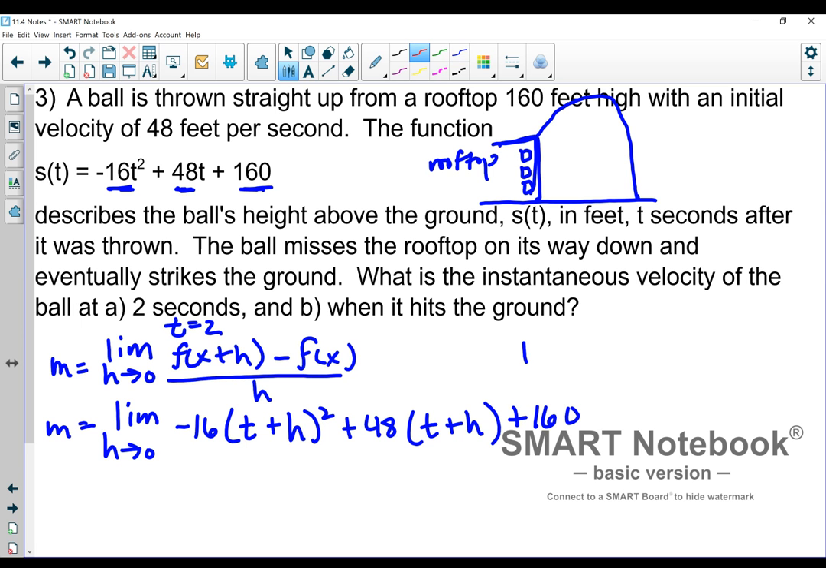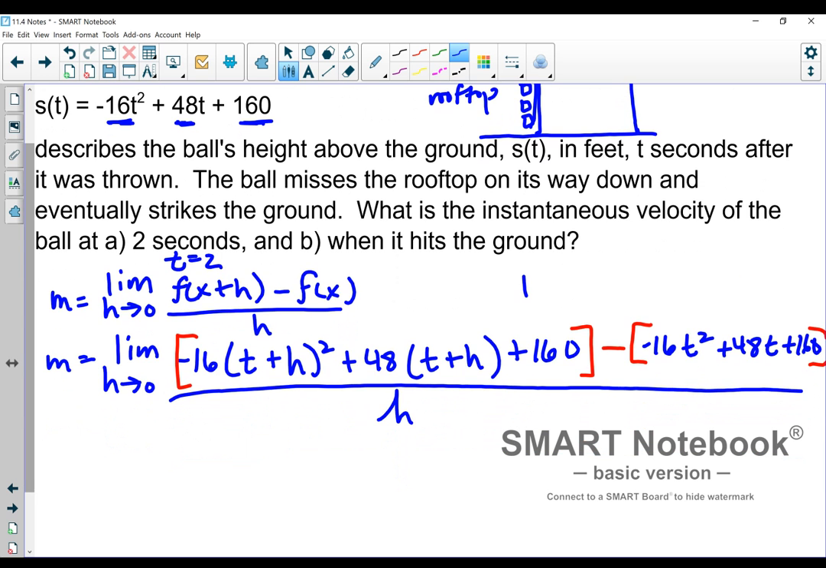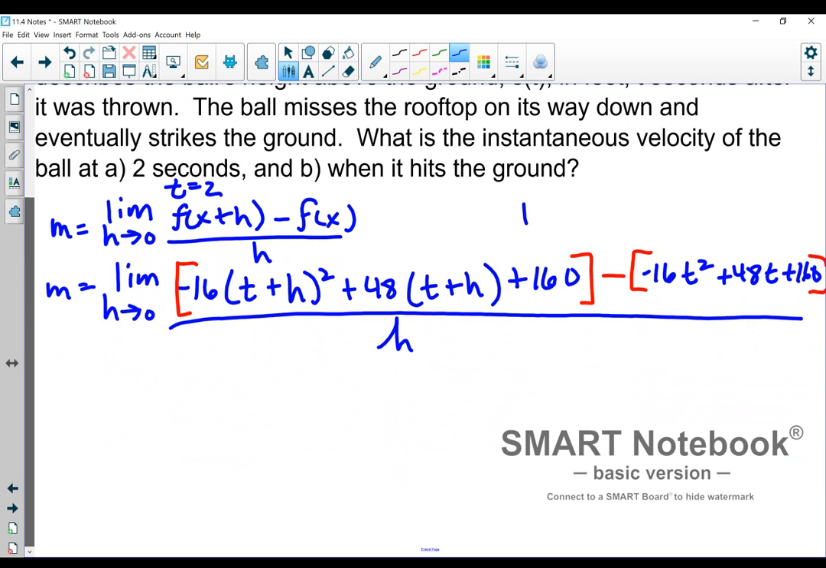So this is all that f of t plus h part, and then we have a minus. For the part that's just plain old f of x, we would have negative 16t squared plus 48t plus 160. You could really use x's here if you wanted. I just started with t and I thought I should stick with it, but it's actually really hard to read with t's and plus signs. This is all over h. I'm going to pop the screen up so we can see a little bit better, put it at the top.